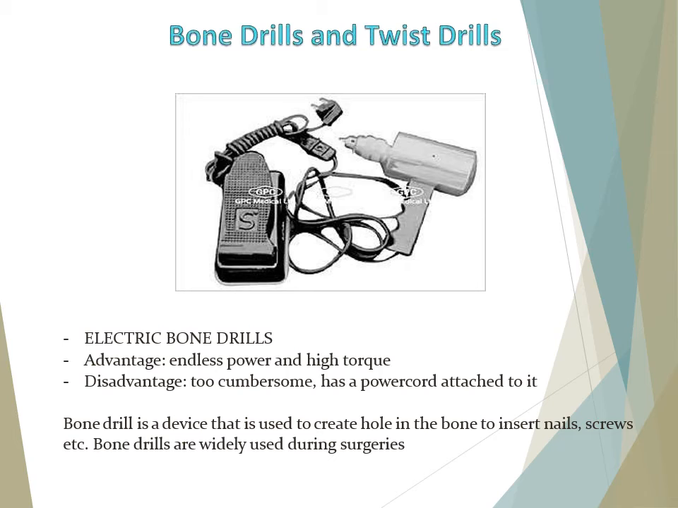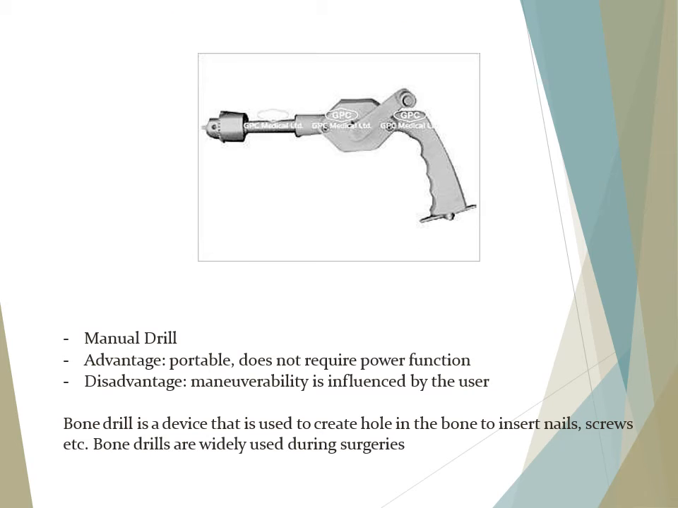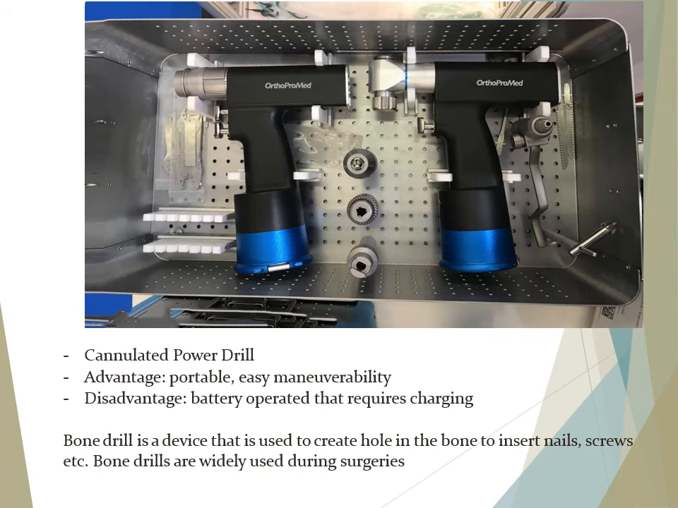So there's an electric drill. It's very easy to use. You also have your manual drill. So this one, you can bring anywhere. But the thing is, it's a little bit difficult since it's manual power. And the good thing about the electrical one is you can control it very well. Here, it depends on your strength, and if it's a difficult surgery, it will be a little difficult for you to manipulate this. So this is a cannulated power drill.